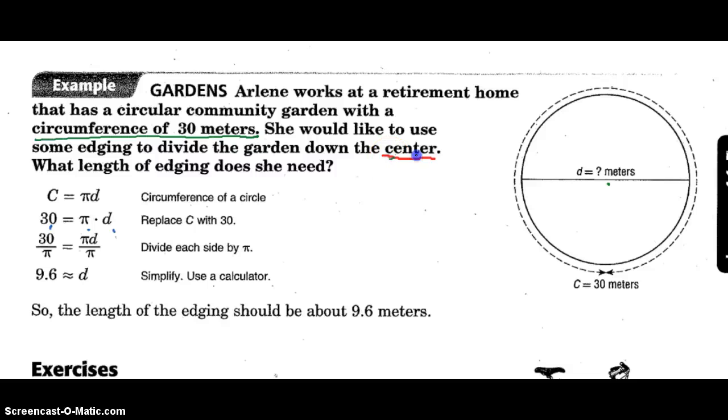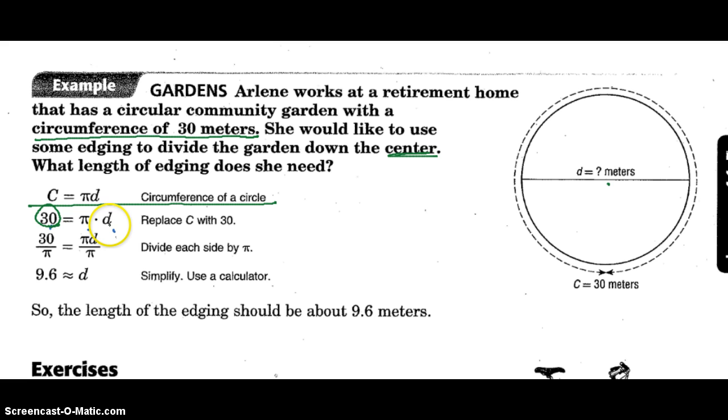So to divide it down the center, and they've drawn a picture for us here, is the diameter. She needs to know the diameter. Well, the formula for circumference is diameter times pi. They told us the circumference is 30, so in place of the C, we substitute 30.